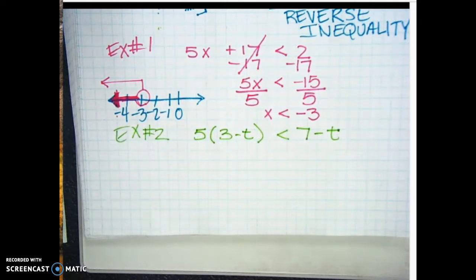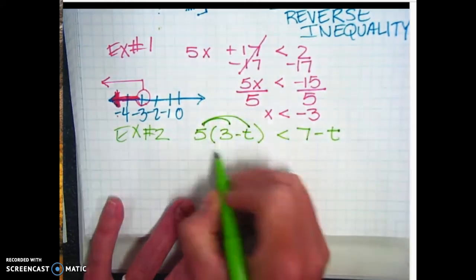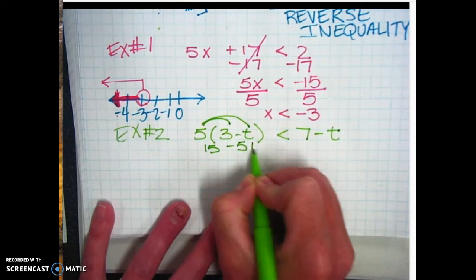All right, example number 2, we're going to end up with variables on both sides, and we've got a distributive property. So this one's got a little bit more going on. Example number 1 kind of eases into it. Example number 2, let's start with the distributive. So 5 times 3 is 15. 5 times negative t is negative 5t.